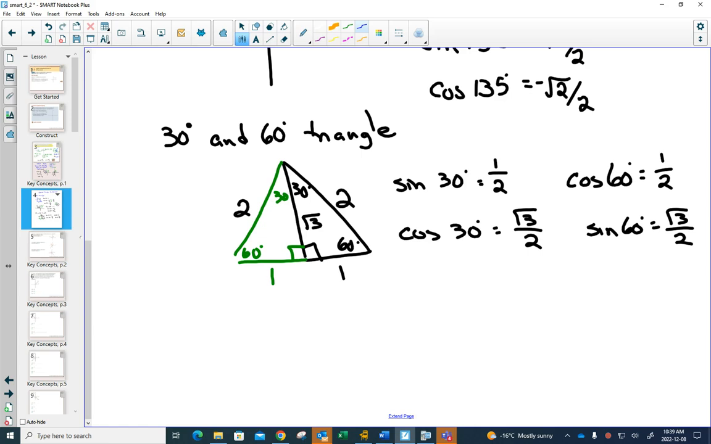And if you have that root 3, you could also do tan of 30 degrees, 1 over root 3. We can't leave a square root on the bottom.